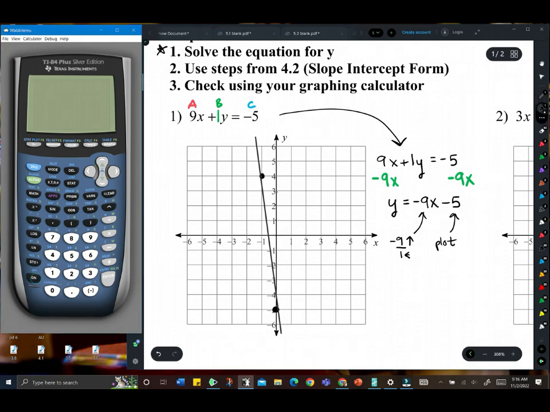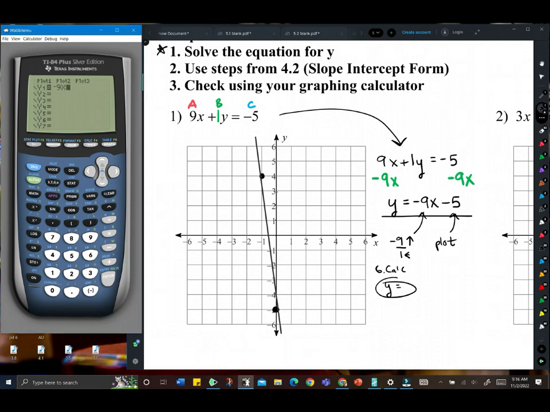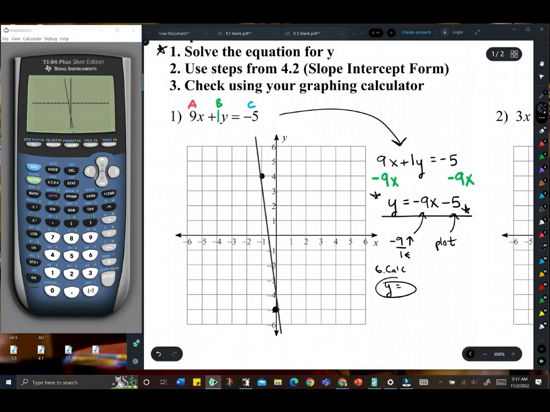Now, it's a good idea to check this in your calculator. To do that, you're going to go to y equals. You are going to type in the slope-intercept form equation, negative 9x minus 5. And you can hit graph, and that should match up. A lot of students will mix up the direction of the graph. So take that step to check your work as well.